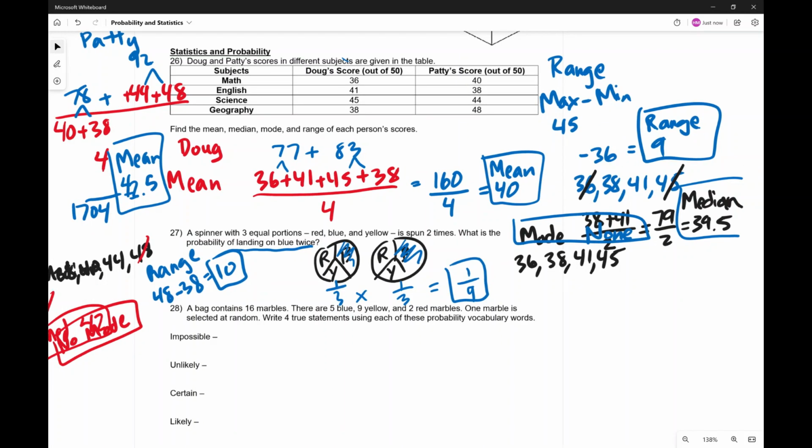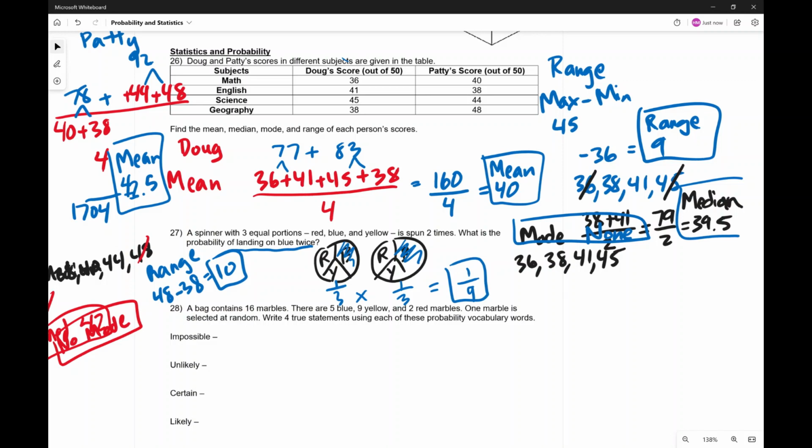So we're on to question 28. A bag contains 16 marbles. There are 5 blue, 9 yellow, and 2 red marbles. 1 marble is selected at random. Write 4 true statements using each of these probability vocabulary words. So let's go look at each one by one.